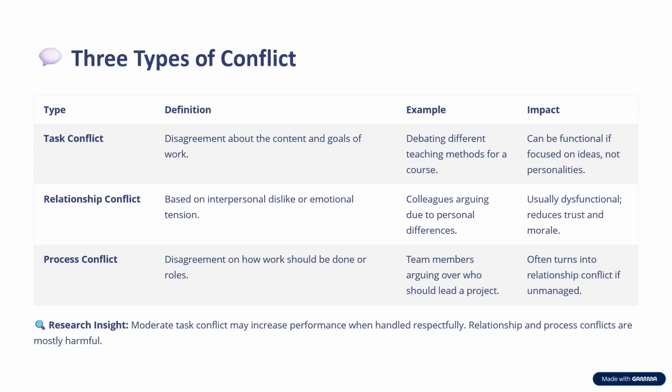Three main types of conflict in organizations. Task conflict. It involves disagreement about work content or goals. When managed well, it can be beneficial. And relationship conflict. It is based on personal dislike, emotions, or tensions. This type is usually harmful. Process conflict. It relates to disagreement over how work should be done or who should do it. Research suggests that task conflict may be useful, but relationship and process conflicts are generally dysfunctional.